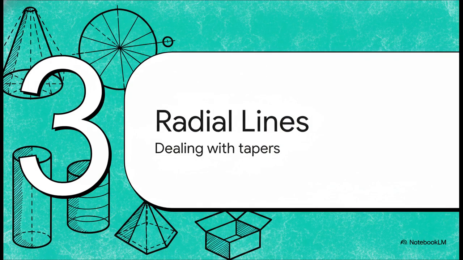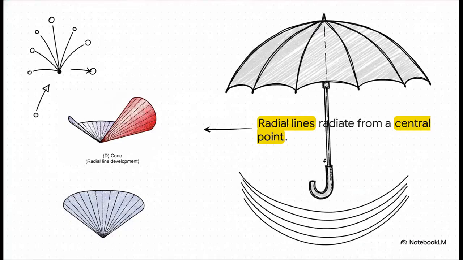All right, part 3, exploring radial lines. Check out this cone. Parallel lines absolutely will not work here because the entire surface tapers dramatically to a single point. Instead, radial line development uses lines that all radiate out from a single central vertex to construct the expanded pattern. Imagine an umbrella opening up. Every single metal rib of that umbrella has to track perfectly back to that common center point at the very top. If even one of those ribs was parallel instead of radial, the umbrella just wouldn't close.